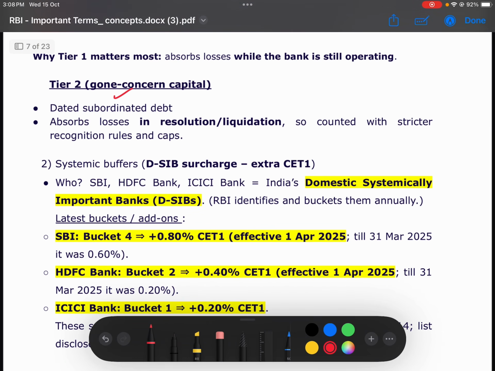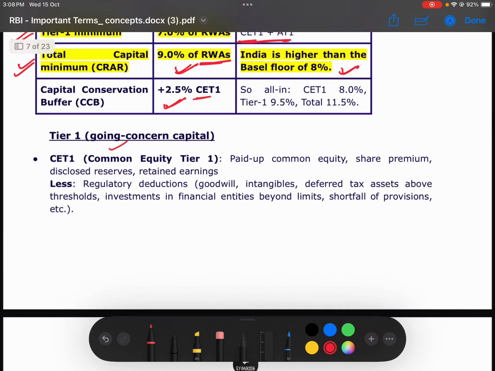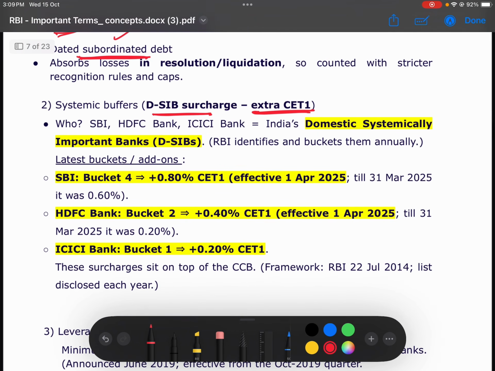Tier 2 capital is normally subordinated debt. Now, systemic buffer. A more important topic is the DSIB surcharge, the Domestic Systemically Important Bank surcharge. In these cases, extra CET1 capital is required. CET1 is common equity. So in general, for normal banks, 5.5% of risk-weighted assets should be CET1. But in case of domestically systemically important banks, one additional surcharge should be there.